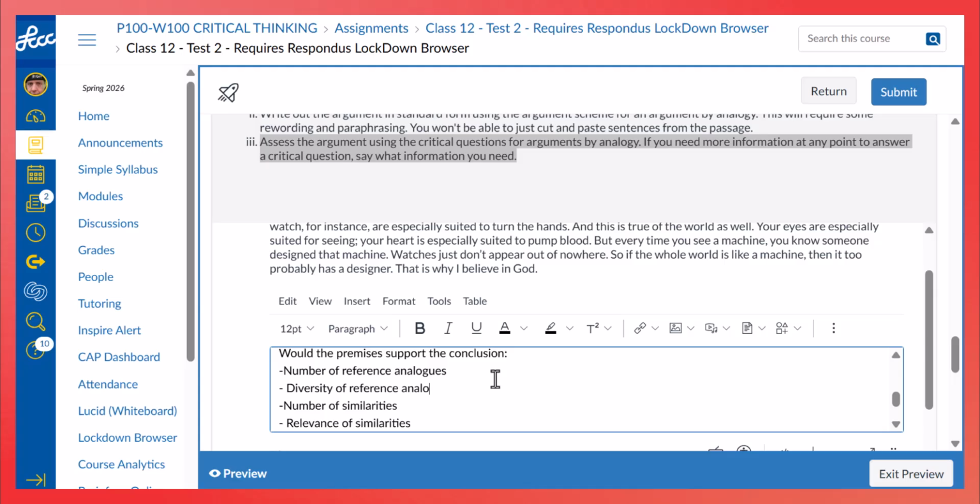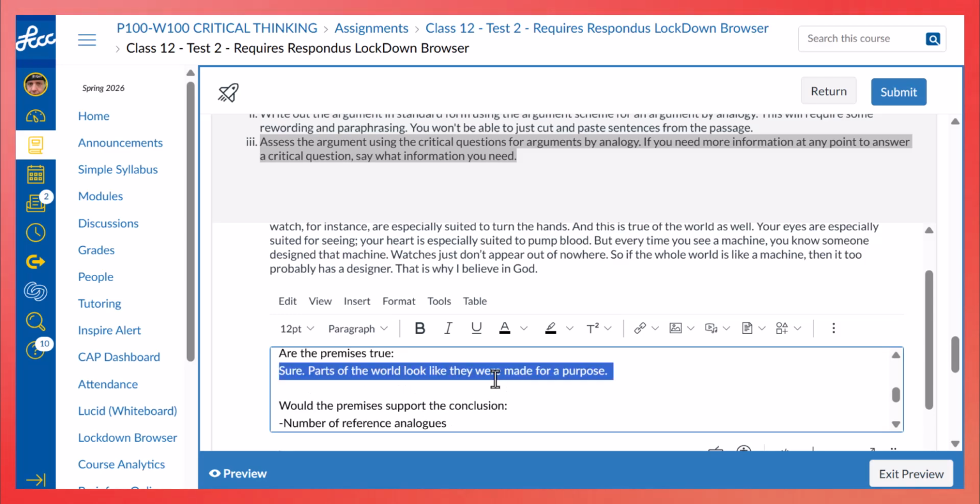Reference analogs. So not all these questions always apply. I'm going to try and be short about them and then give a more detailed answer for the full explanation. Are the premises true? Sure. Parts of the world look like they were made for a purpose. I'll put my answers in italics.